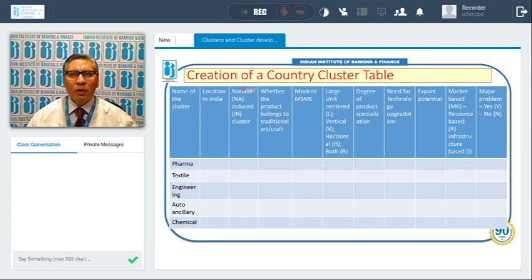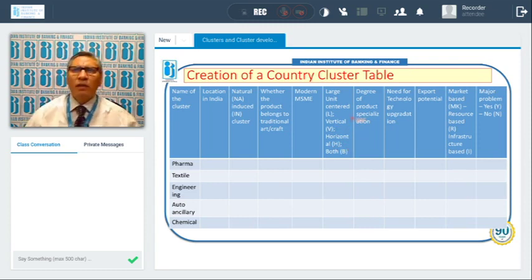Whether the cluster is natural or induced, we have to write natural NA, induced IN. Whether the product belongs to traditional art or craft art, we can write here. Whether the cluster is modern or old. Large unit centers, we can use the letter L, vertical V, horizontal H, or if it is both, then B.